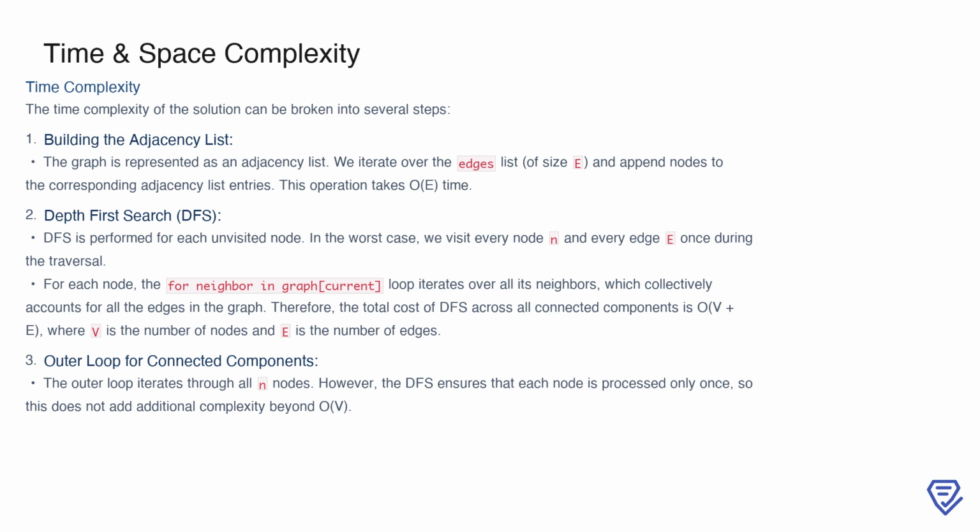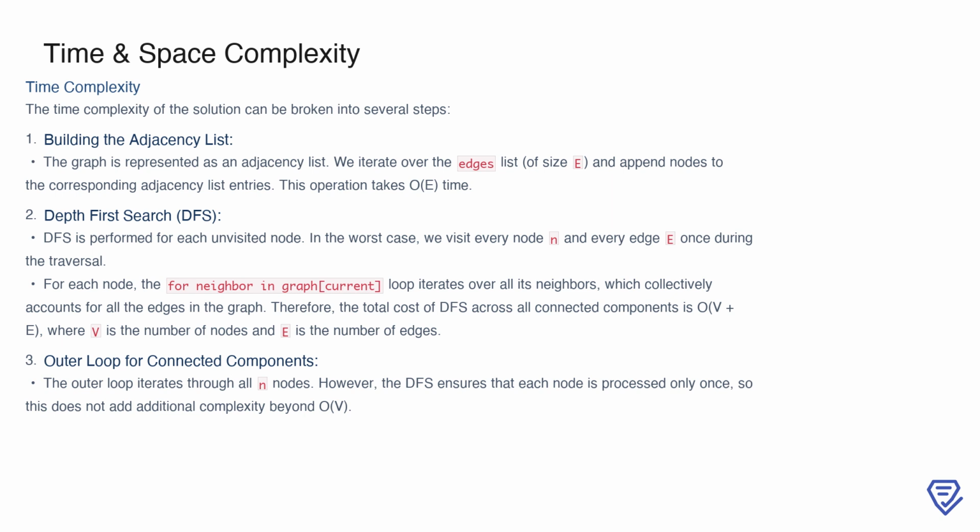Next, we perform a depth-first search, or DFS, to explore the graph. In the worst case, we visit every node and every edge exactly once. During the DFS traversal, for each node, we loop through all its neighbors, and collectively, this accounts for all the edges in the graph. Therefore, the total cost of DFS across all connected components is V plus E, where V is the number of nodes and E is the number of edges.